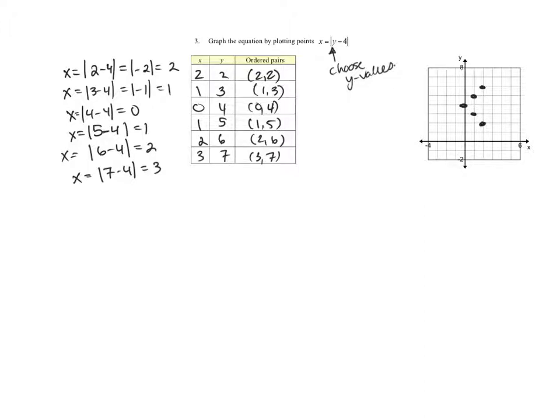And then to finish that off, we just want to connect our points with a line. And that's your classic absolute value, is kind of a V. If it's x equals absolute value, then the V opens along that x-axis, and if it's y equals absolute value of x, then it opens upwards. So there's your classic absolute value.